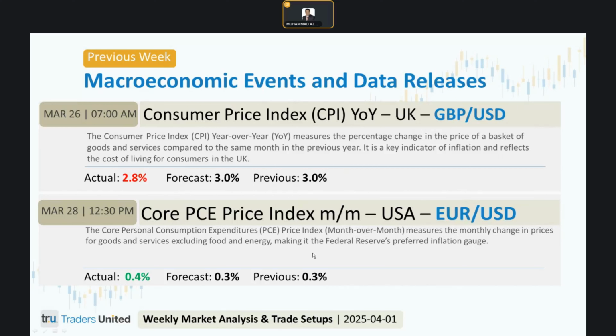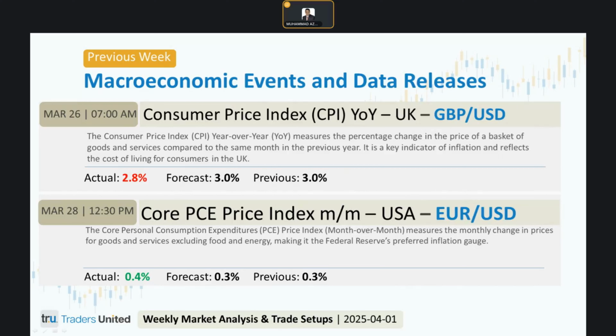On the other hand, lower inflation may increase expectations of Fed rate cuts, so weakening the USD and supporting EURUSD upside. Now, we got the report back in March 2025. The previous number was 0.3%, the forecast was 0.3% as well, and the actual number we got is 0.4%.